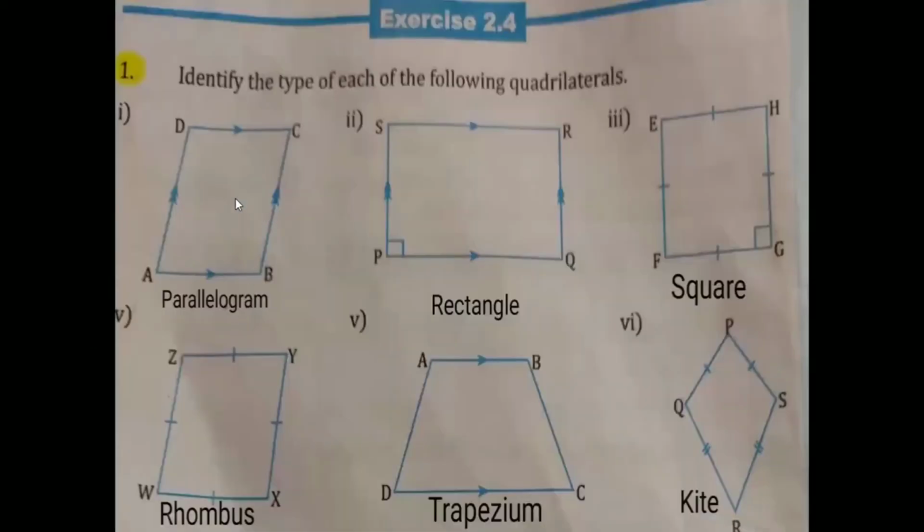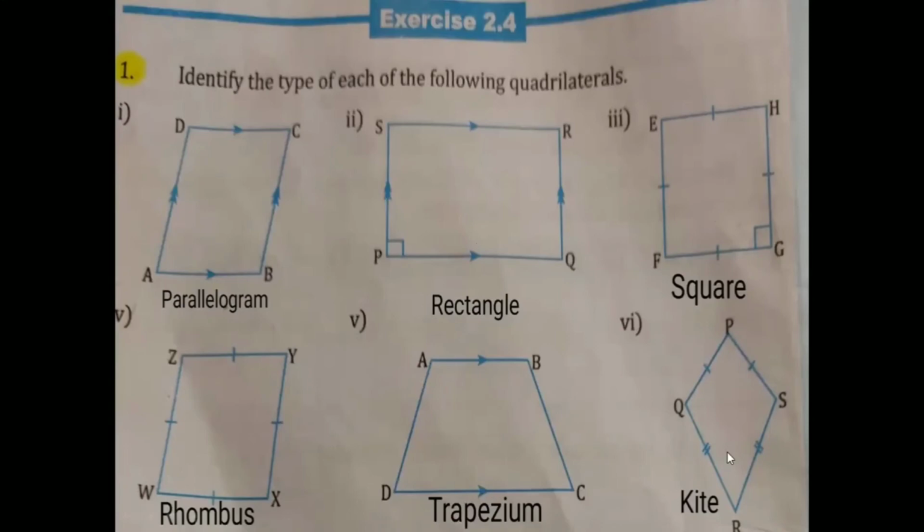Okay, this is the parallelogram, this is the rectangle, this is in the exercise also. That's why this one is exercise 2.4, and it's a square. Okay, and it is a rhombus, it is a trapezium. What type of quadrilateral is a trapezium? Listen, this is a quadrilateral in which only one pair of sides will be parallel. This side and this side will be parallel. Okay, only one pair of sides are parallel. This is trapezium, and this is kite.